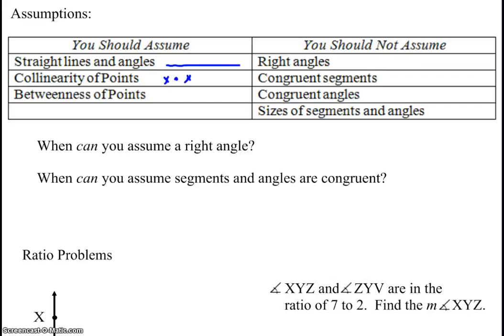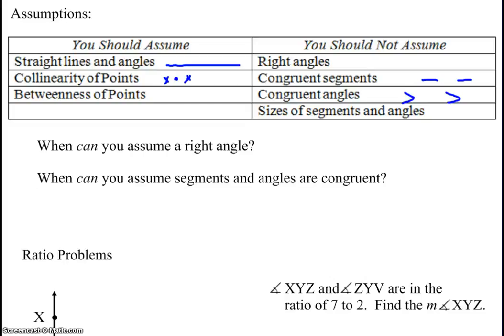So what are some things we cannot assume? Basically anything else. You cannot assume an angle is a right angle. Just because something looks like it's 90 degrees, unless they have the box there or they tell you, you cannot assume it's a right angle. You cannot assume that two segments look the same size, or two angles look the same size, unless they tell you. You can't assume how big the angles or segments are. Just because that angle looks like it's 45 degrees, you cannot assume that it's 45 degrees unless you can prove it or they tell you.